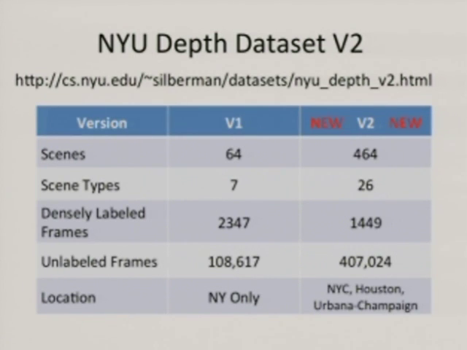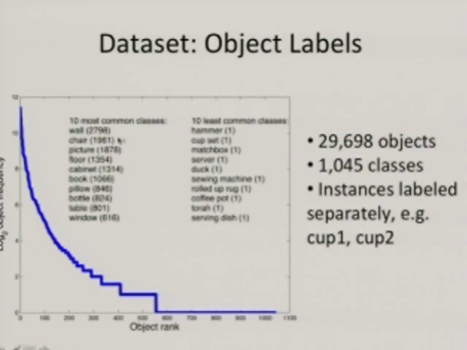Okay, and the Turkers, the net result is we have about 30,000 separate objects labeled across about 1,000 classes, and separate instances were labeled. So if you had a table with multiple cups on, each cup instance would have a separate label, which is important for the kind of reasoning that we're going to do.